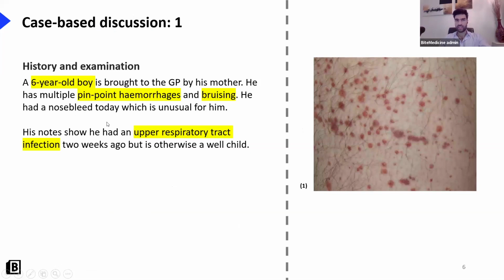A lot of you said the condition is ITP, idiopathic thrombocytopenic purpura, and the history is classic. It typically develops following an upper respiratory tract infection in children. Again, we'll go over ITP later, so don't worry if you have no idea what it is.